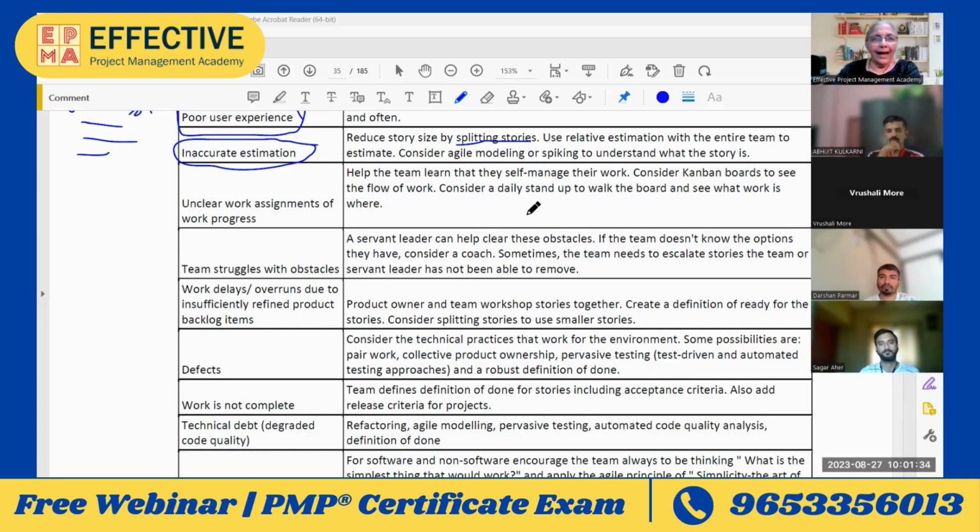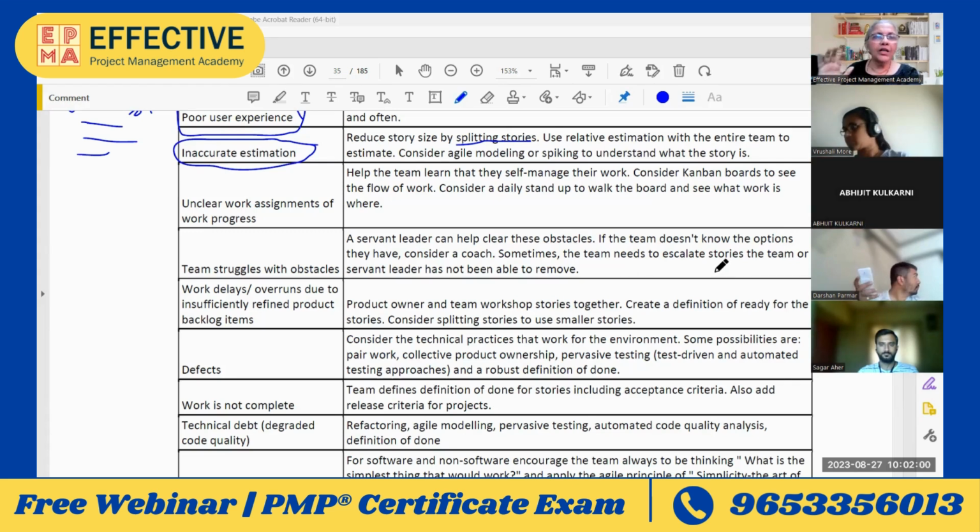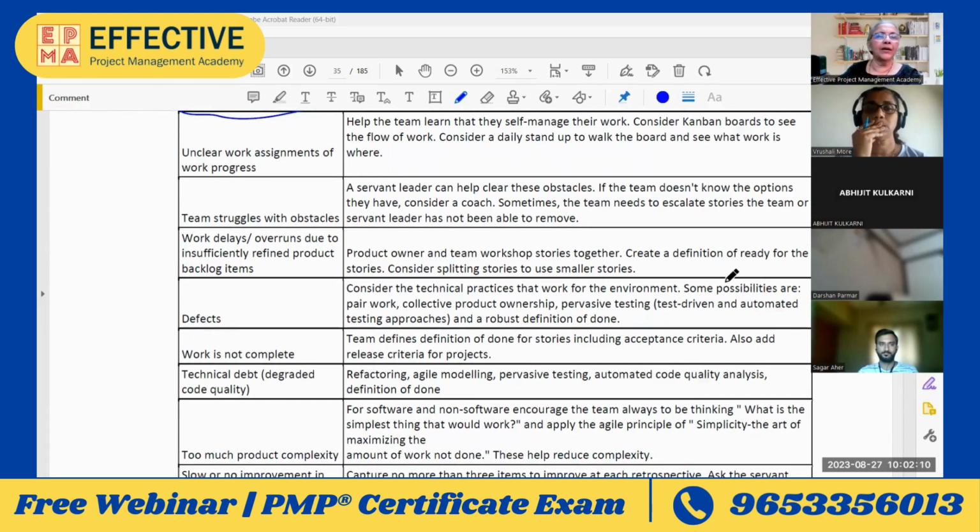The facilitator should help the team clear the obstacles, should be more proactive actually. If the team doesn't know the options, they should consider a coach. And that's fully a facilitator's role actually, coaching. Sometimes the team needs to escalate the issues the team or servant leader has not been able to remove. So, is my team able to do the work? If not, what I can do is what I have to see as a servant leader.